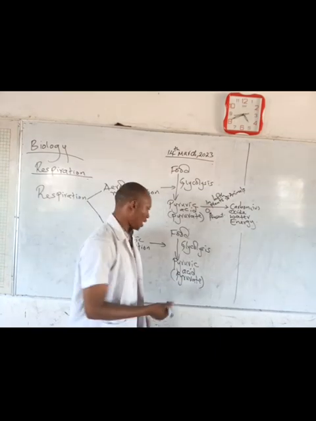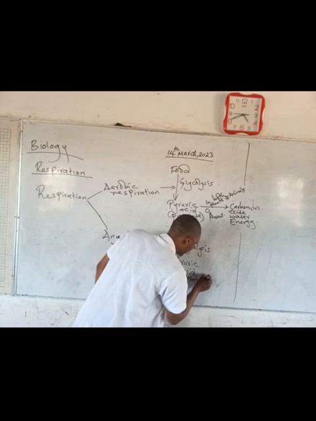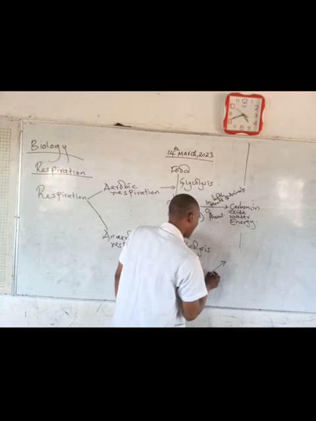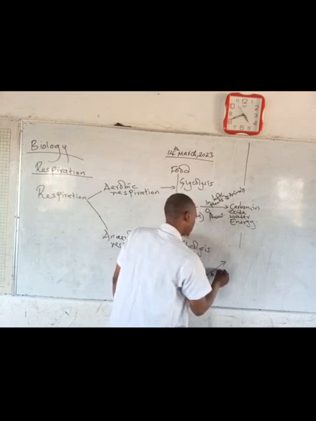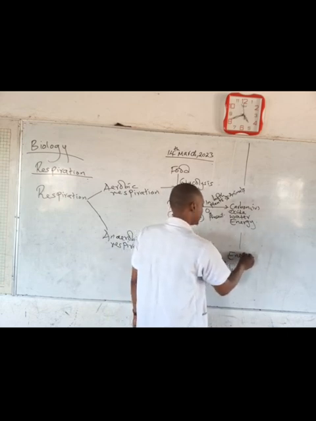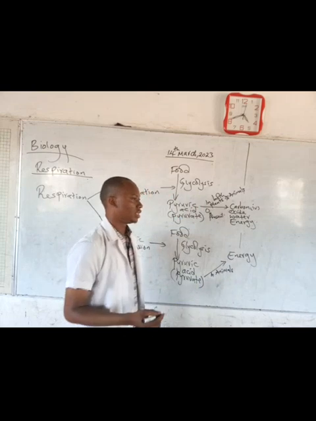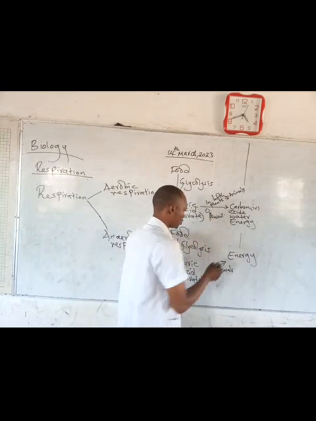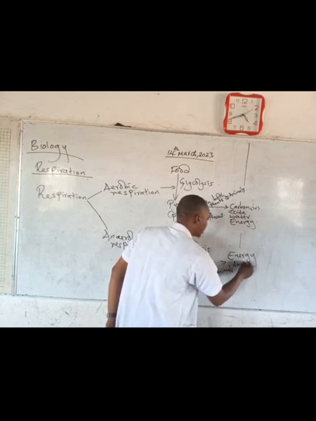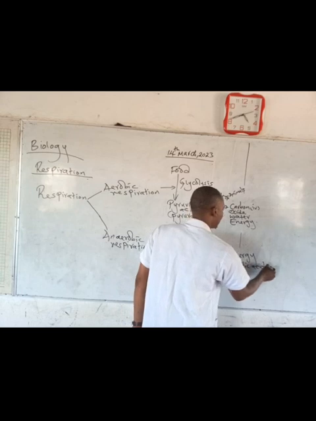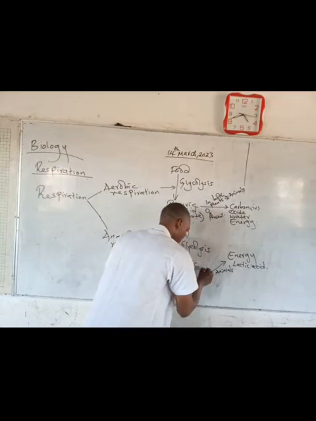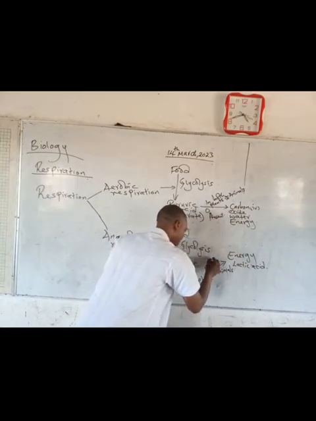Anaerobically, where oxygen is absent, in animals we are going to have two end products. The first one will be energy, which is less than in aerobic respiration, and the other one will be lactic acid. In this case, oxygen is absent.